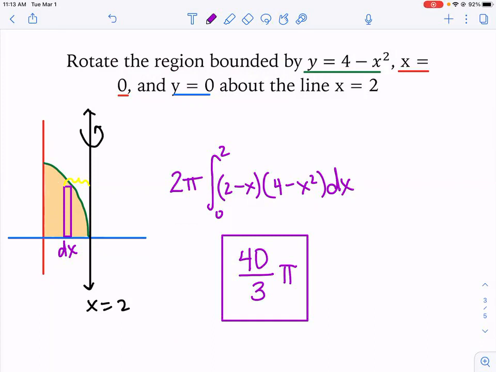Okay, now if you got 20/3 and you can't figure out why you didn't get 40/3, what did you forget? The 2. Okay, so my suggestion to you is to put the 2 with your math 9, so then you only have to check on the pi. Okay.